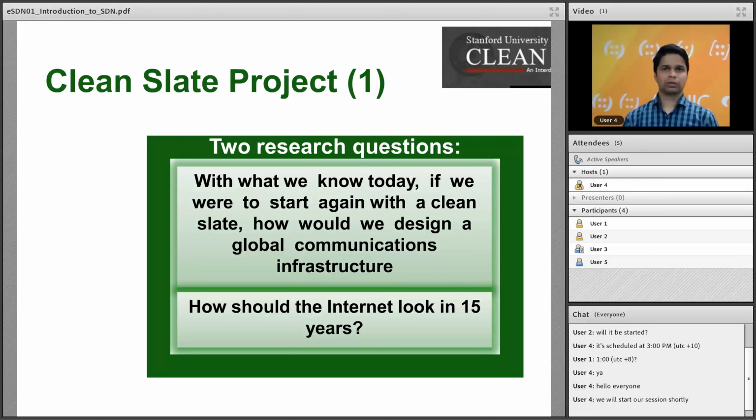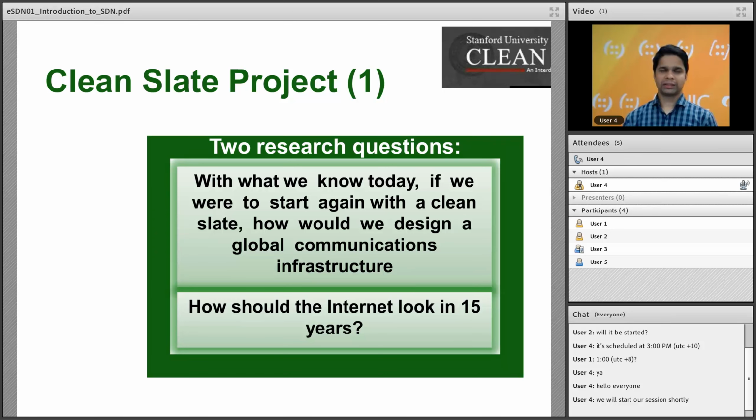So, to get some idea about SDN, if you look at the history, the Clean Slate project is one of the critical ones which basically initiated this SDN buzz. It was initiated by researchers at Stanford University back in 2006 with two important questions.